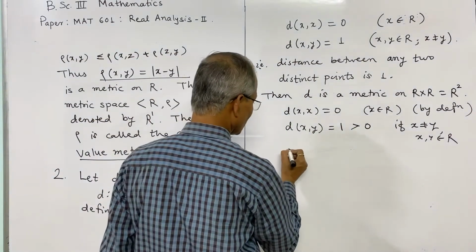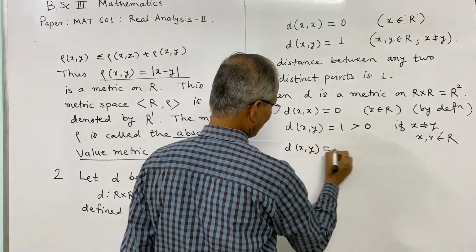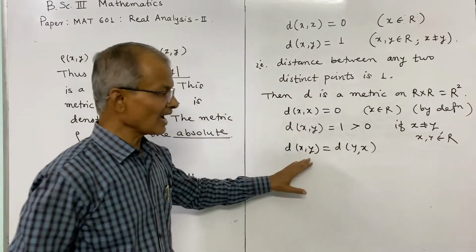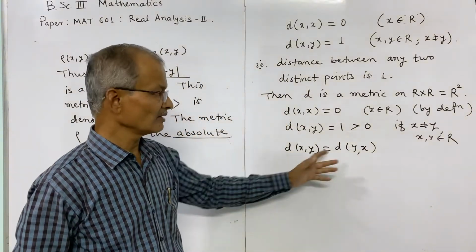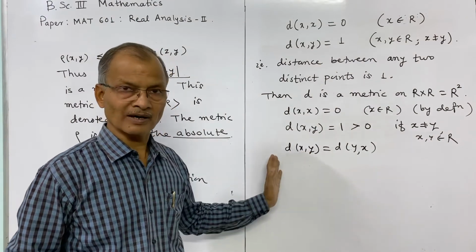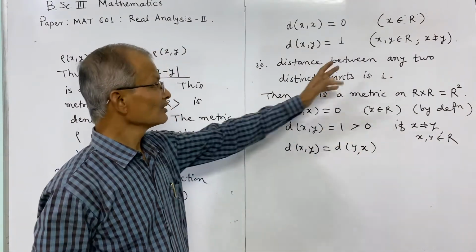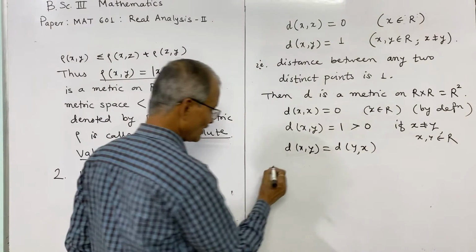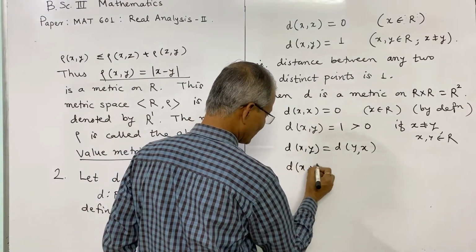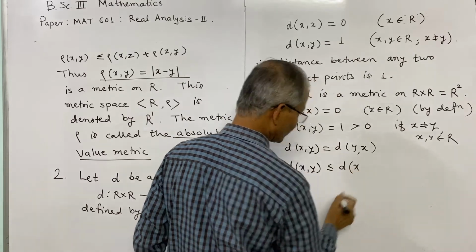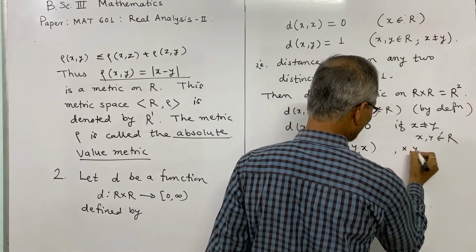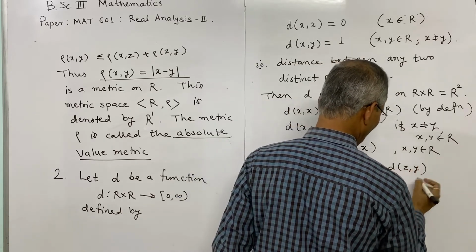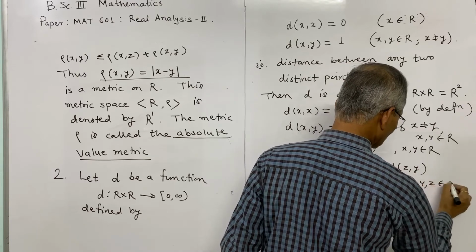And third is D of x and y is the same as D of y and x. So if x and y are equal, then both are 0. Then these are equal. If x and y are different, then this is 1 and this is also 1. So therefore the third is satisfied. And the last one is the triangle inequality: D of x and y is less than or equal to D of x and z plus D of z and y, where x, y, z belong to R.